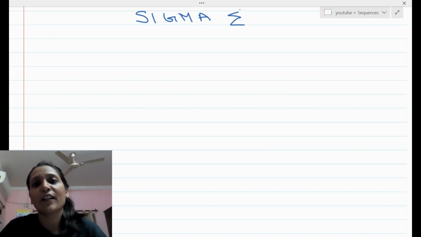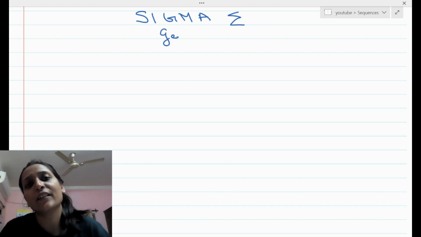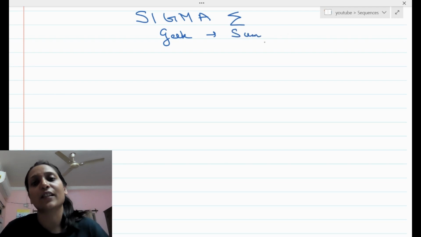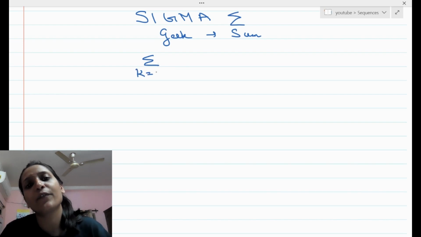So, sigma, given by this symbol, which is an inverted W rotated on one side, is a Greek letter, and this is used to give the summation or sum of a series. So let's take a closer look at how we should read this. Let's say I have the symbol sigma. Now I'm going to write from k equals 1 to n. So this defines your lower bound and this defines your upper bound.